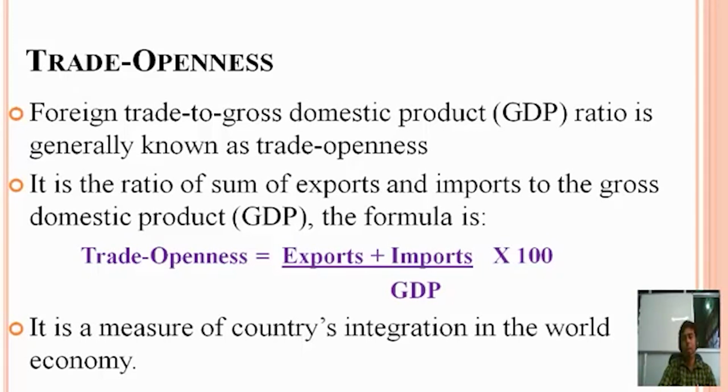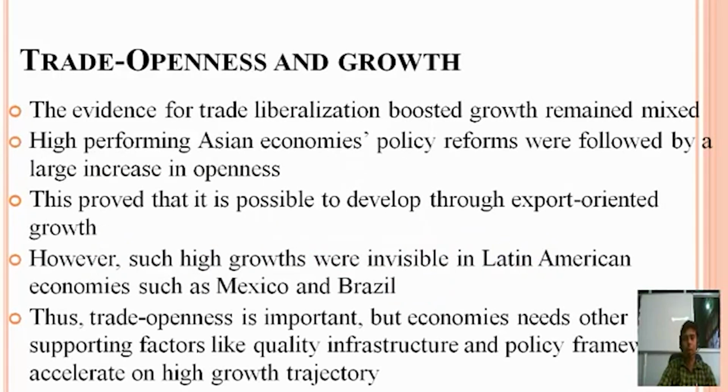So one major indicator is trade openness. The more trade openness we have, the more we can add to the size of the market. The foreign trade to gross domestic product ratio is generally known as trade openness. It is the ratio of the sum of exports and imports to the gross domestic product, and the formula is: trade openness equals exports plus imports divided by GDP, multiplied by 100. It is a measure of a country's integration in the world economy.